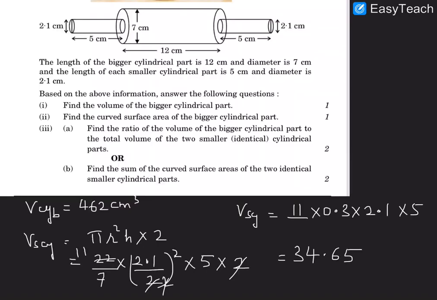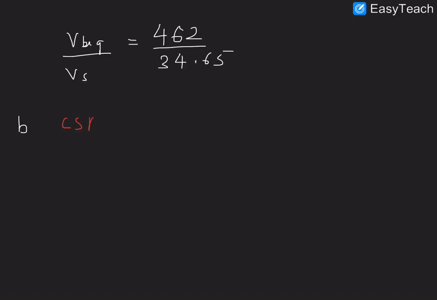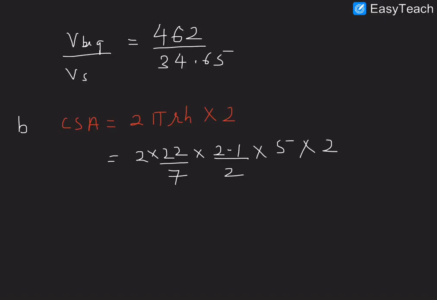Now the OR part of this. Find the sum of the curved surface area of the two identical small cylinders. So what is the curved surface area? Curved surface area is equal to 2 pi r h, and you have to find for both, so multiplication with 2. So 2 into 22 by 7, as the radius is 2.1 by 2, height is 5 into 2.